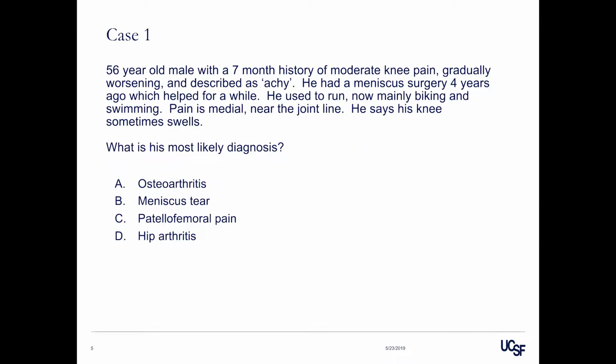So we're going to start with a case. This is a 56-year-old male. He has a 7-month history of moderate knee pain. It's getting worse over time. He describes it as an achy, generalized feel. He did have meniscus surgery 4 years ago and felt like that really helped for quite a while. He used to run. Now he switched to biking. He got a Peloton at home. He's pretty excited. But he says he continues to have pain. It's near the joint line, not necessarily on the joint line, and it swells up. So what's his most likely diagnosis?